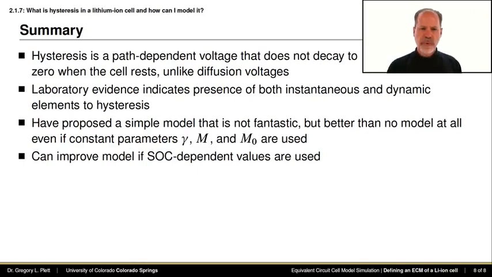It is possible to improve the modeling of hysteresis even with this simple model if we use state of charge dependent values for m and m0 and so forth. And that can actually get you pretty far towards modeling hysteresis very well. So at this point, we've now described all of the elements of the type of equivalent circuit model that we use throughout the rest of the specialization.